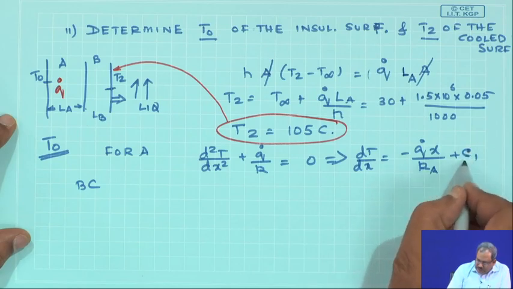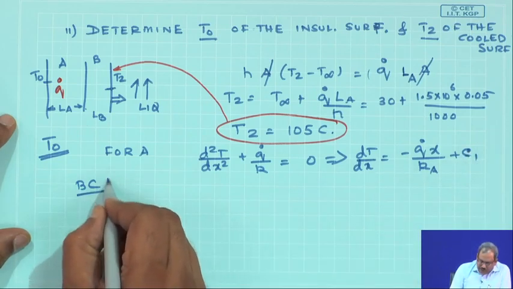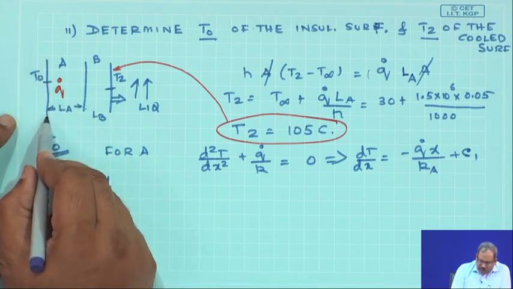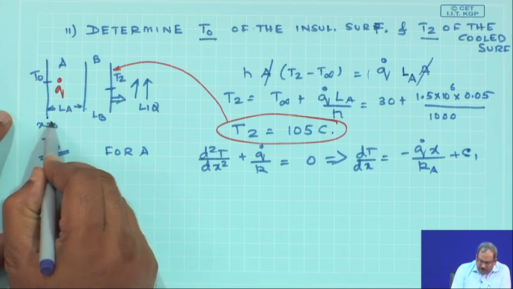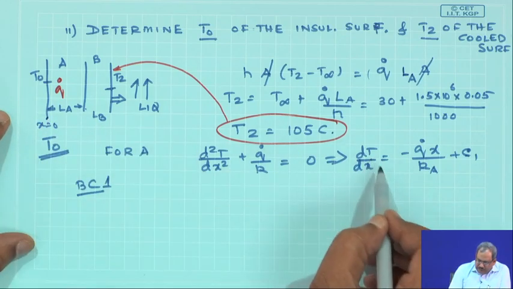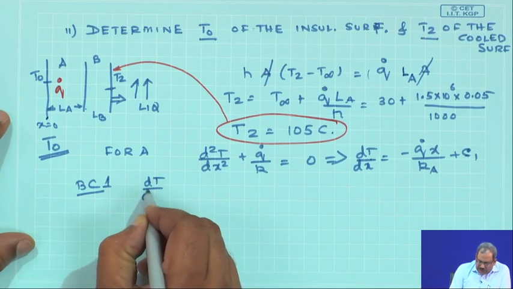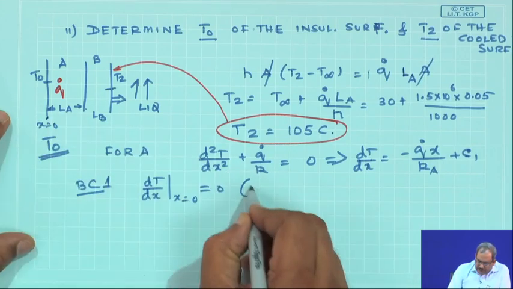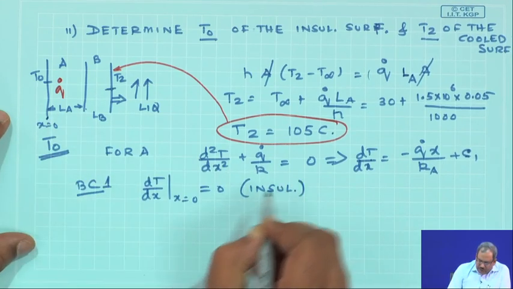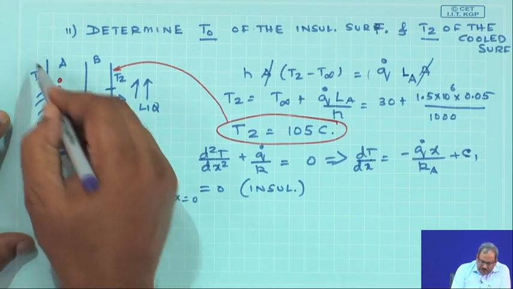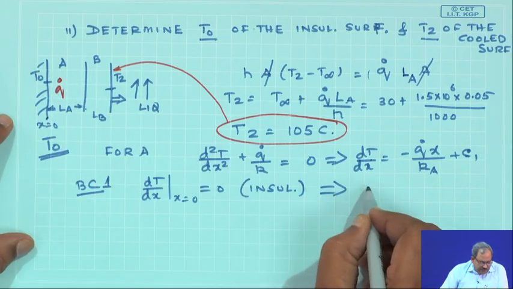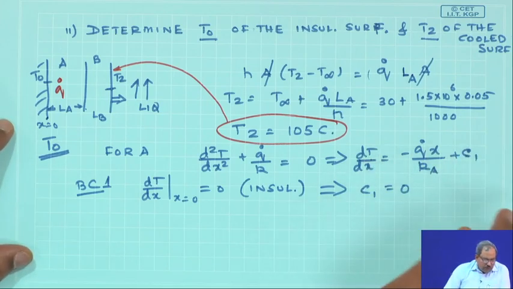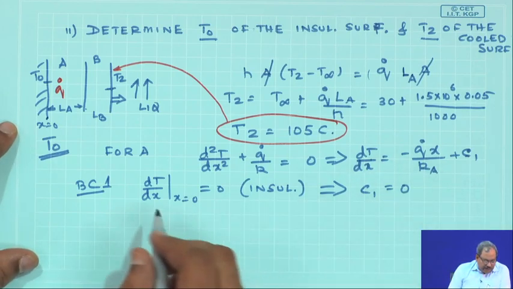So, C 1 is the integration constant. I use the first boundary condition, B C 1, which tells me about the value of slope dT dx at x equals 0. So, dT dx at x equals 0 must be 0, since x equals 0 is an insulated surface. So, this simply tells me that C 1 is equal to 0. So, that is one of the integration constants automatically taken care of.